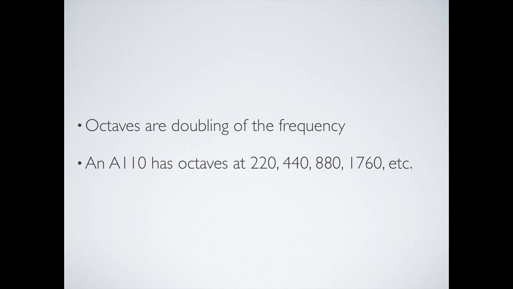That's why the first to the second harmonic is the jump of the octave. It goes from the A110 to the 220. But then it doesn't jump again, because all of a sudden the octave jumps to 440. Well, the harmonic is only going to jump up to 330. So it ends up landing on the fifth.